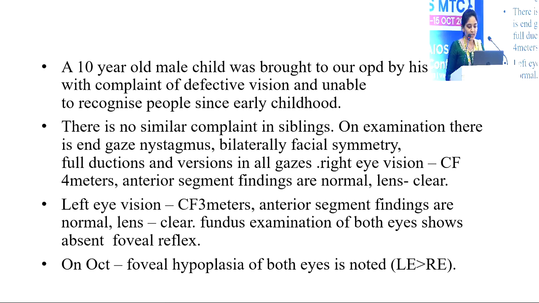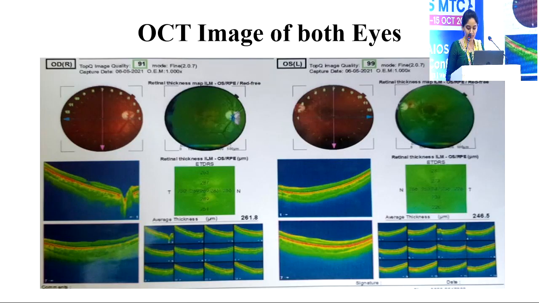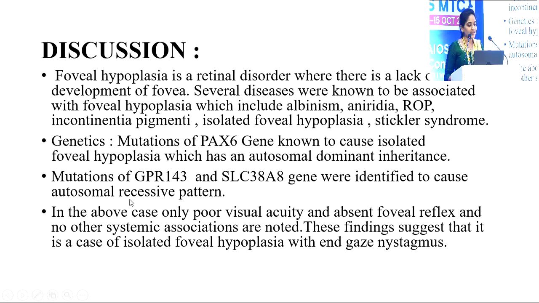On OCT, foveal hypoplasia is noted in both eyes, more in the left eye than the right eye. We can see the foveal hypoplasia with the foveal contour abnormal. Discussion: foveal hypoplasia is a retinal disorder where there is a lack of full development of the fovea.